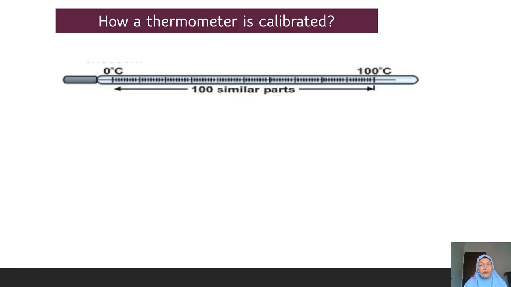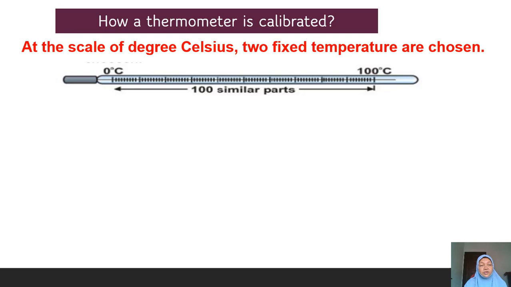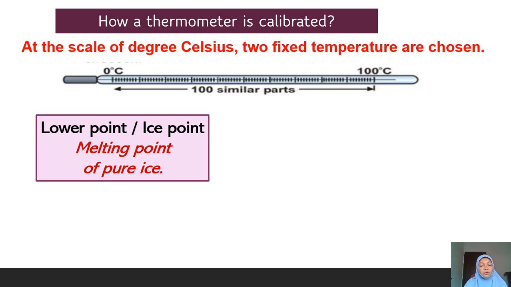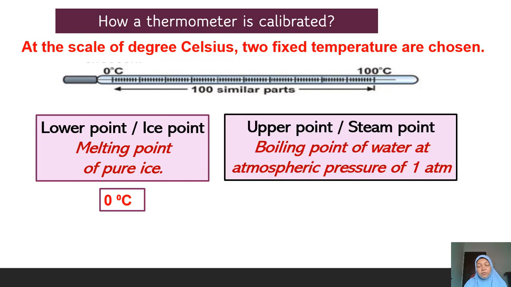So, how is a thermometer calibrated? On the scale of degrees Celsius, two fixed temperatures are chosen. Again, we discussed just now. The lower point or ice point is the melting point of pure ice, that is 0 degrees Celsius. The second one is the upper point or steam point, that is the boiling point of water at atmospheric pressure of 1 atmosphere. That is 100 degrees Celsius.